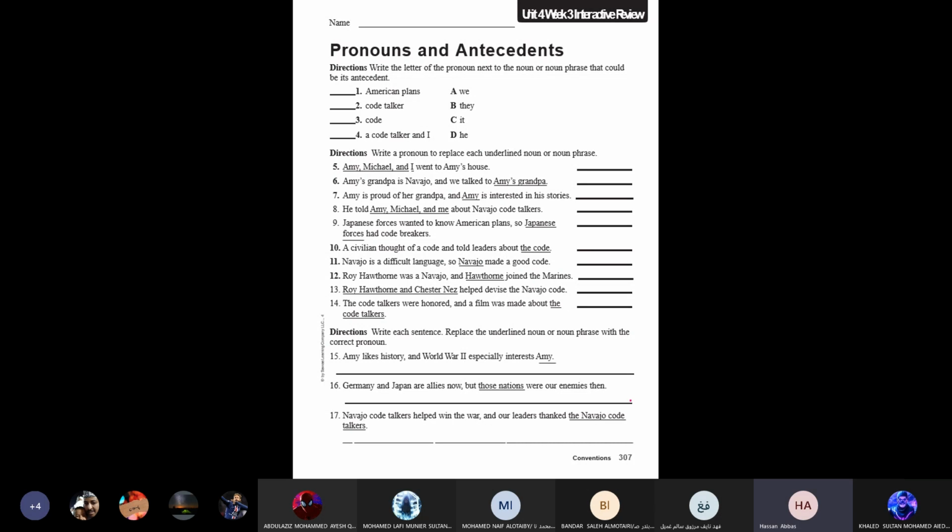Abdul Malik, and the next sentence you will understand. Number 11, Abdul Malik. Major is difficult, wondering, so revision made a good code. Number 1, what do we have here? So, and what comes after so must be a new sentence. New sentence. Very good.